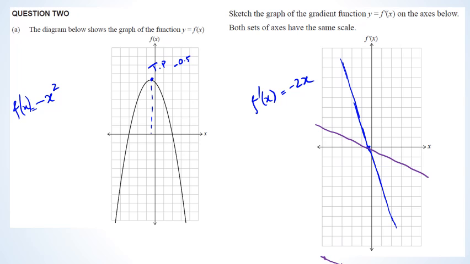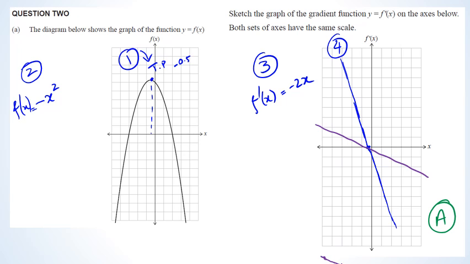So basically that's all that is for this particular question. My advice for you guys is that the first step is always look where the turning point is. Second step is come up with a rough equation. Third step, differentiate it. Fourth step is sketch the line. And if you do that, that's basically an achieved for this question.